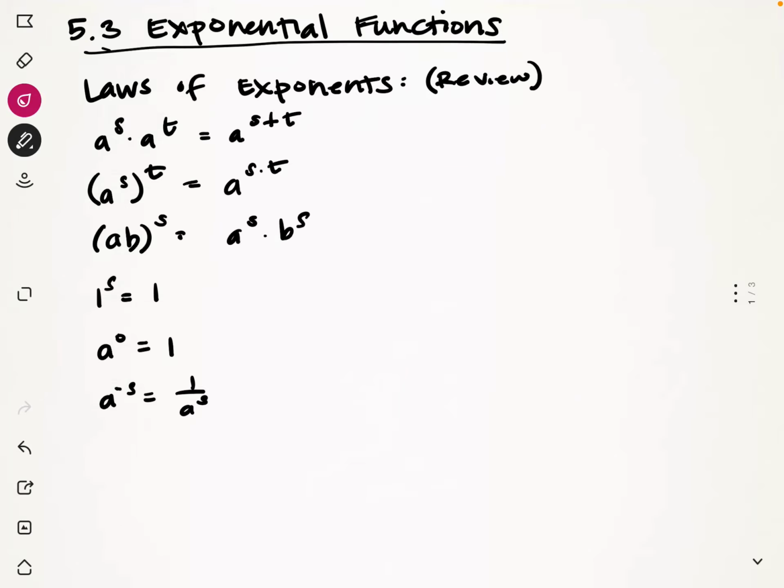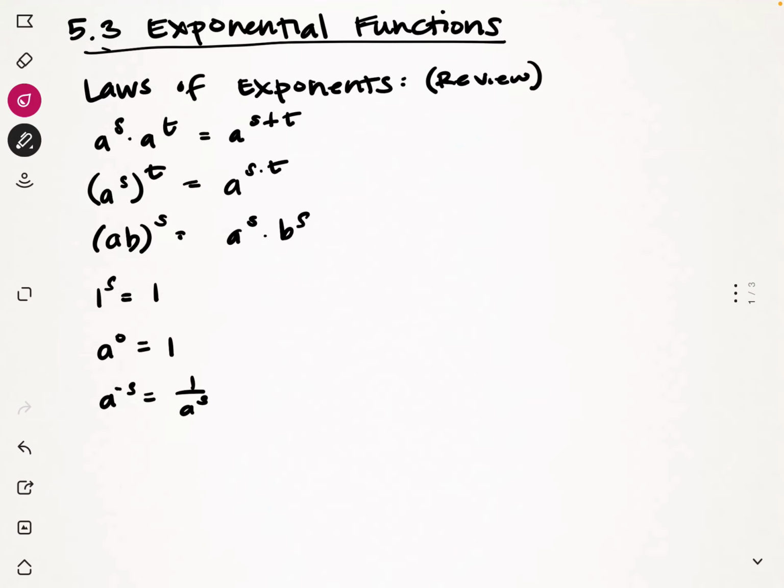Hey, welcome back. Today we're looking at exponential functions. This is 5.3. Just as a review, we're going to use it later, and you guys are going to use laws of exponents. For those of you who are going to calculus extensively, you're going to be expected to know these rules, so it's a good time to review since we're doing exponential functions.